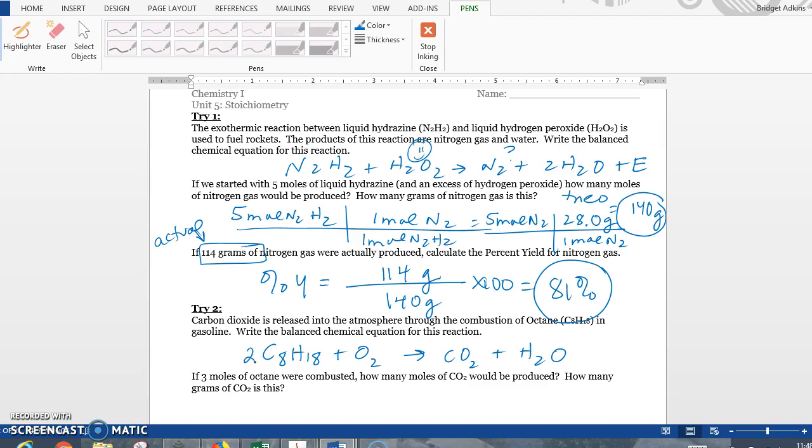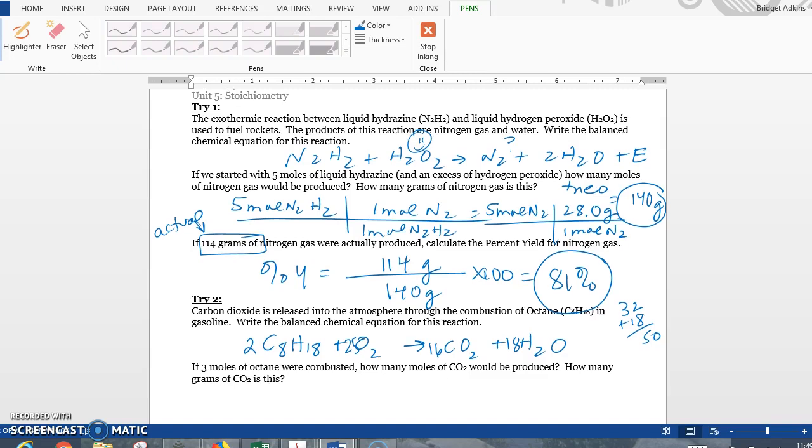So now if we go in alphabetical order, we've got 16 carbons, we have 36 hydrogens, and a whole lot of oxygen. So over here, we've got 16 times 2, so that's 32 oxygens plus 18 more. So we have 50 oxygens on this side. That means we need a 25 there. All right, so we've got the recipe.